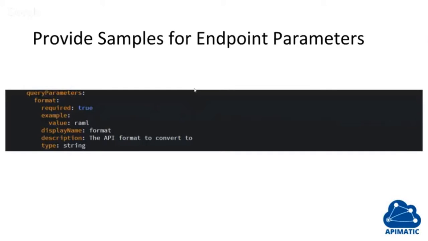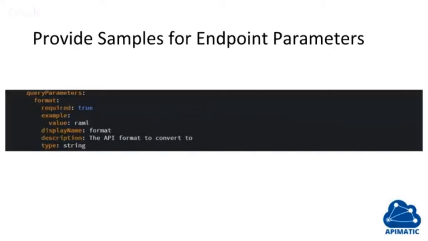Another thing that you can always do in your API description, besides giving descriptions to your components, is give examples and samples. For example, my endpoint takes in a certain number of query parameters. I can pretty much tell if they're required or not and what their type is, but that might not be enough.